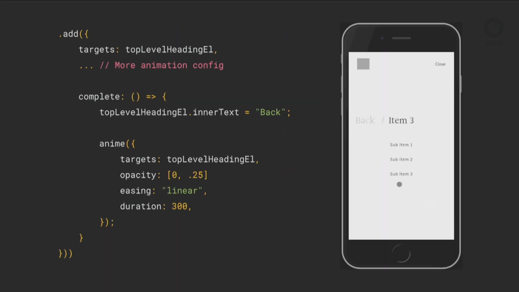So as I said, we want to be able to change this to back as we go to the end. The ANIMATE.js library also gives us complete methods that we can use at the end of each of the elements that we're animating. So in this case, we've got this top level heading, we're doing the animation stuff there, and we're adding complete. Now, as soon as that animation has moved over and is hidden, we're changing the value to back, and then we're fading it back in.